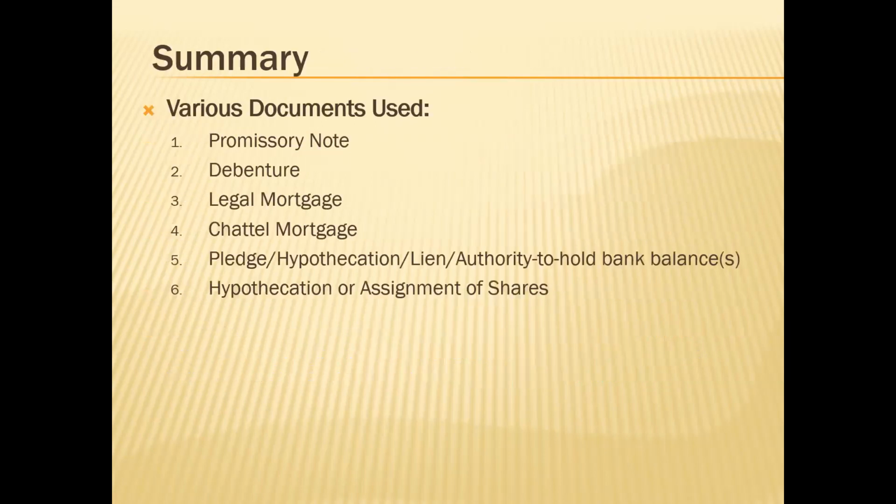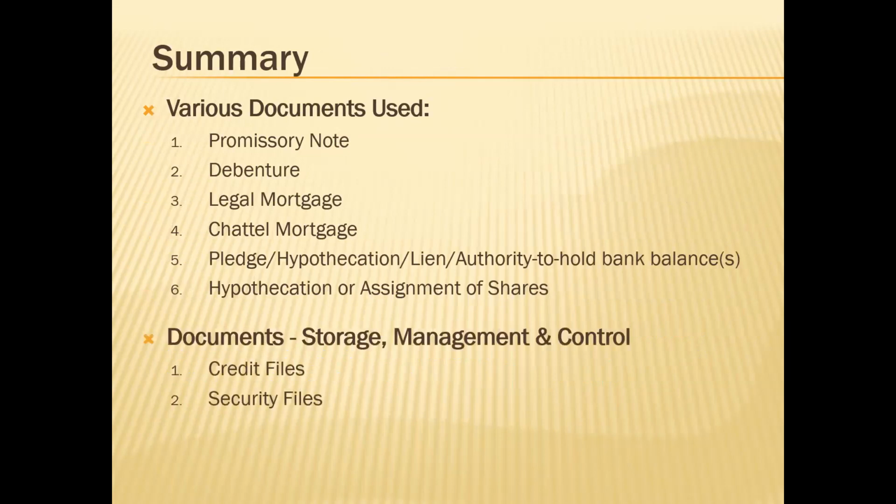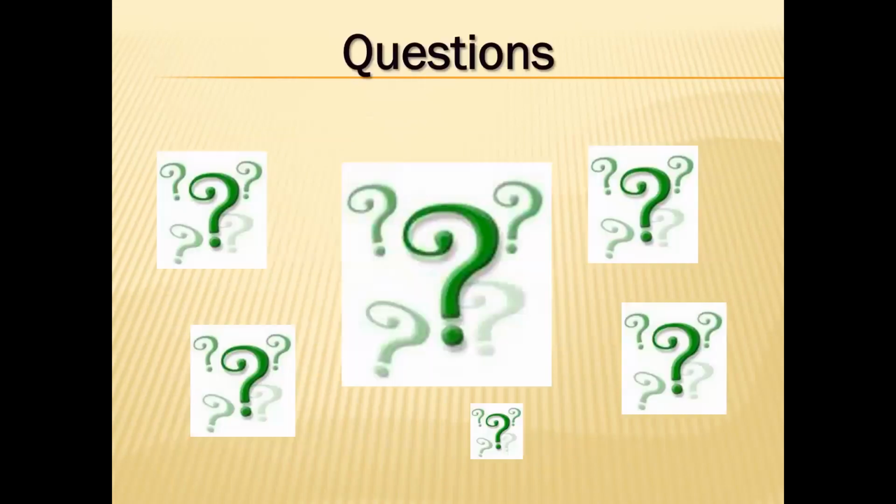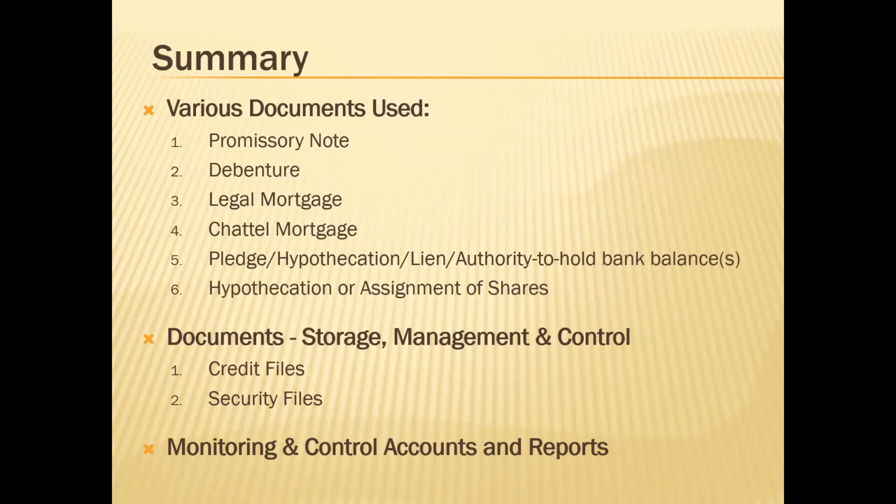All right, so that covers this chapter. Okay. So we looked at the promissory note, the debenture, the legal mortgage, the chattel mortgage, the pledge or authority to hold bank balances, the hypothecation of shares or assignment of shares. And then we looked at document storage, management and control, monitoring and controlling, relative to our credit files and our security files. Okay. So, any questions before I move on?